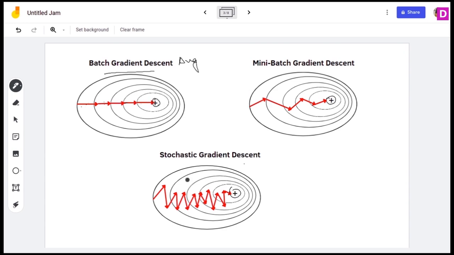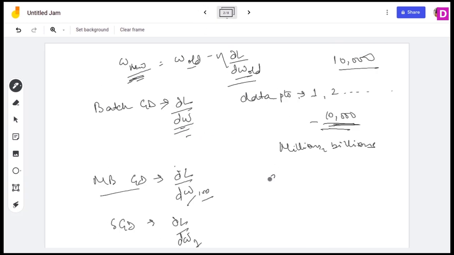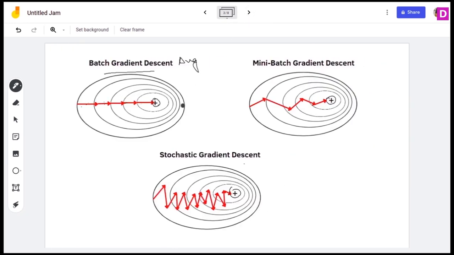In mini batch gradient descent and stochastic gradient descent, since we are not using all the data points, the differentiation for mini batch will be quite close to that of batch gradient descent, but it will not be the same. That is why we have this haphazard line going on here. The same thing happens with stochastic gradient descent. Since we are using only one data point, it is very, very haphazard. It reaches the center, but it takes a very long time.